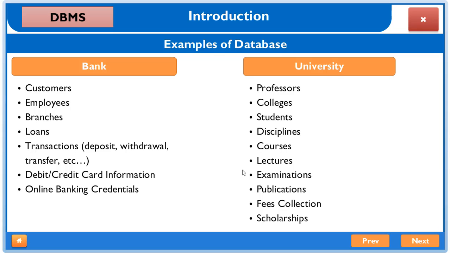Similarly, in a university, data regarding its professors, its colleges, students, disciplines, courses, lectures, examinations, publications, fees collections, and scholarship. These data constitute the database of the university. So database is nothing but the collection of all related data important to an organization we are studying about.